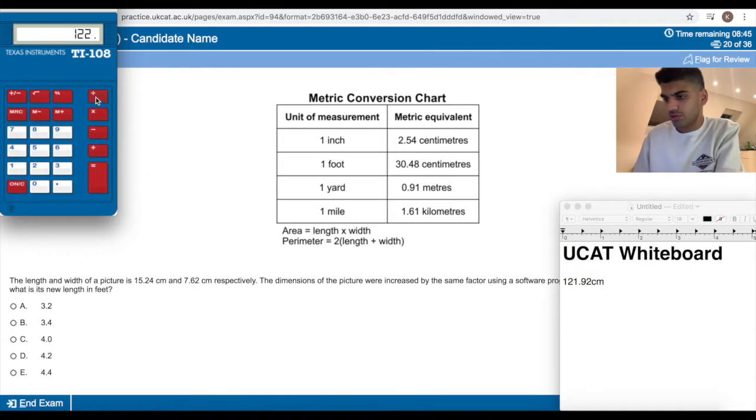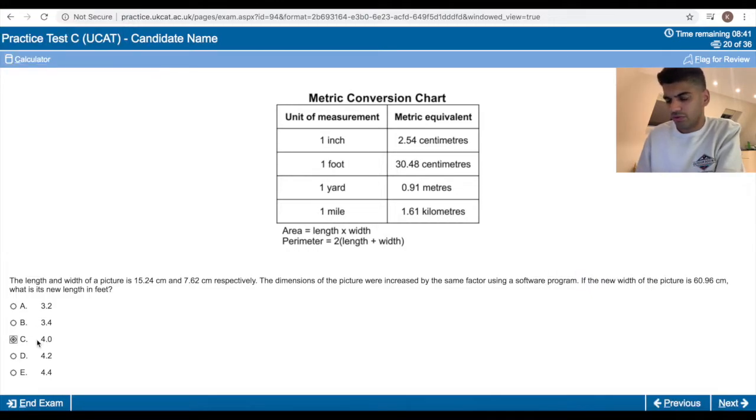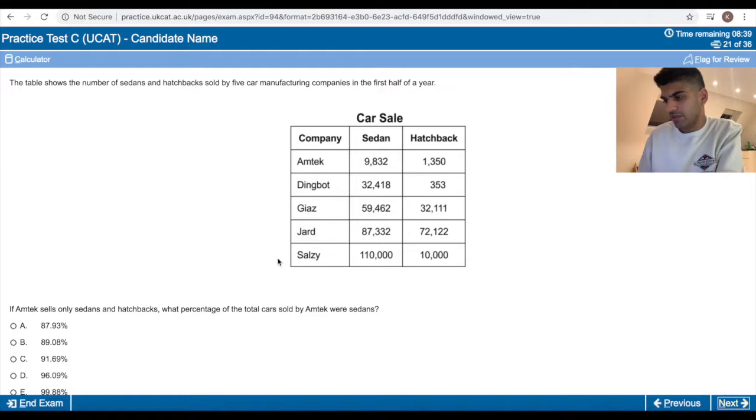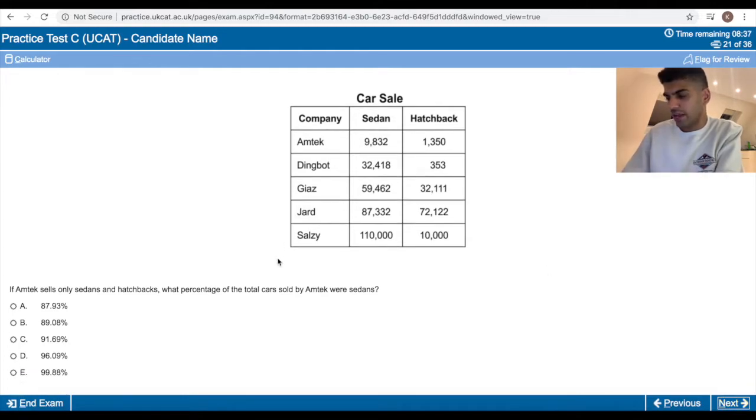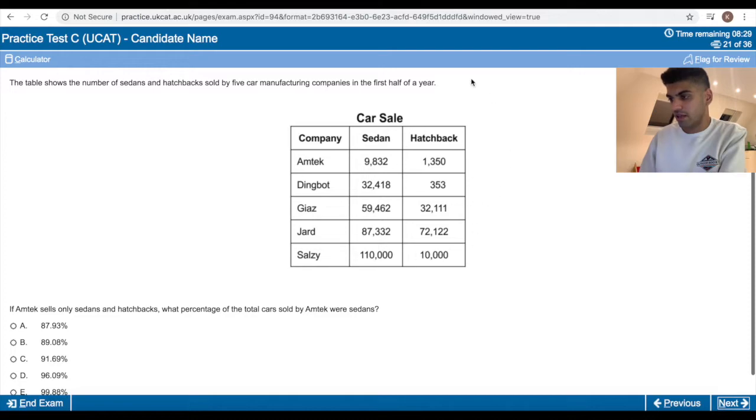So 122 divided by 30.5, roughly, because 4. Or maybe I've messed up the units. I'm not sure. I've estimated too much. Didn't work precisely enough.